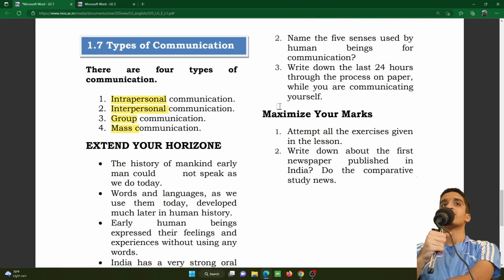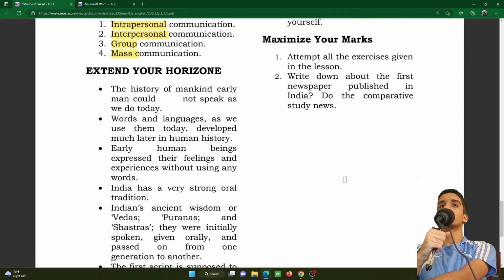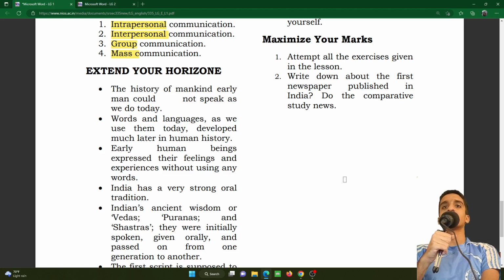Types of communication. There are four types of communication: interpersonal, group, mass. Extend your horizon. The history of mankind. Early man could not speak as we do today. Words and languages as we use them today developed much later in human history. Early human beings expressed their feelings and experiences without using any words.